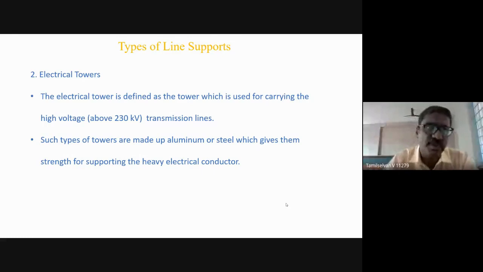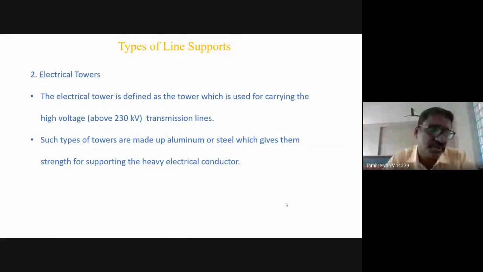Apart from these two types of towers, we also have special types of towers. When there is a river crossing, we use river crossing type of towers. When we are crossing a railway or highway, we use separate railway crossing towers, or exclusively one special type of transmission towers.